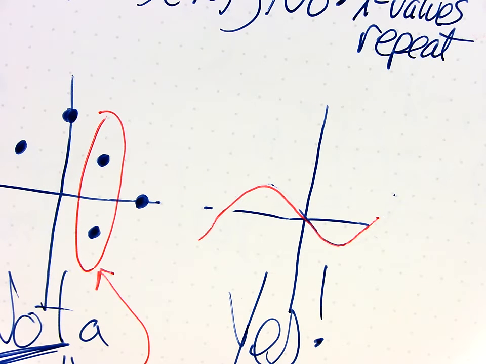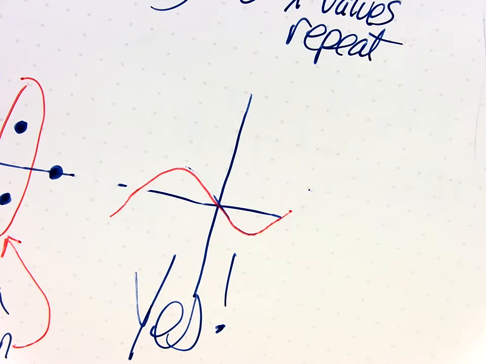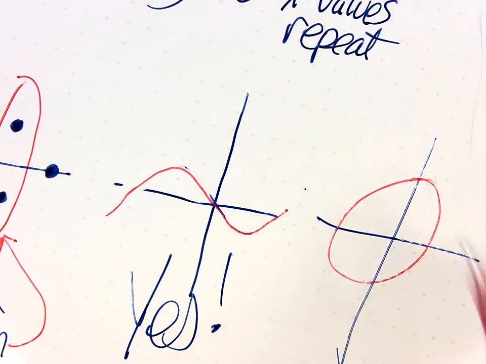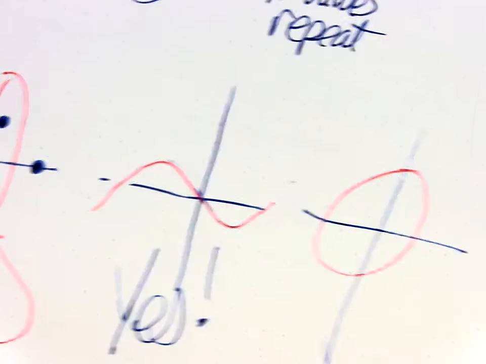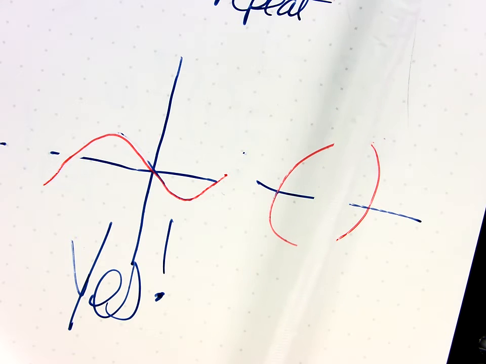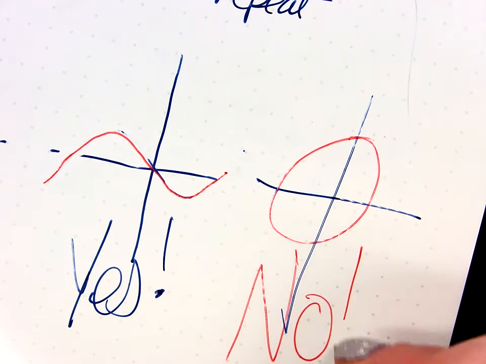Would a circle pass a vertical line test or no? No, it would fail, right? I'll even draw you one. So if I looked at a circle, the circle's going to fail all over the place as I pass that vertical line. The graph is hitting twice on that straw, basically all over the place. So that would be a big no. That is not a function.